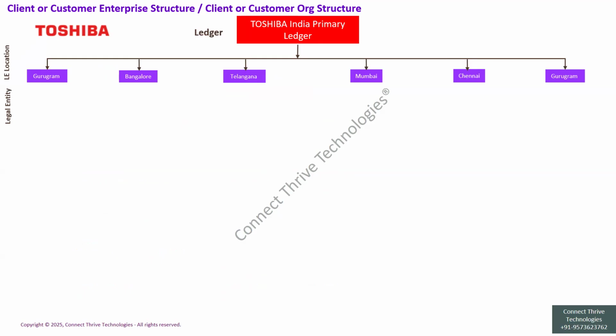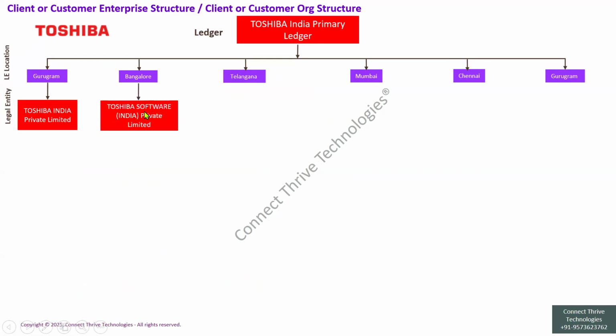Within these locations, what are the legal entities they registered? In Gurgaon, Toshiba India Private Limited is registered, like a corporate office, let's assume. Next, Toshiba Software India Private Limited is registered in Bangalore. It is an IT software company. Next, in Telangana we have Toshiba Transmission Distribution Systems Private Limited, where they manufacture, as per my assumption, maybe laptops, TVs, or other electronic devices.